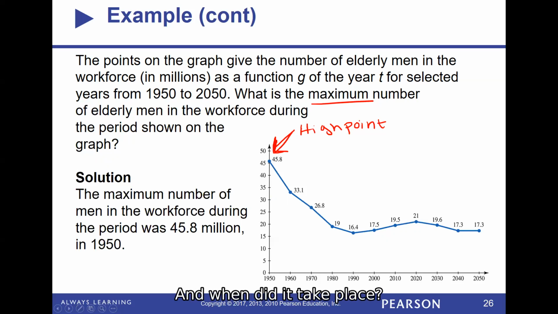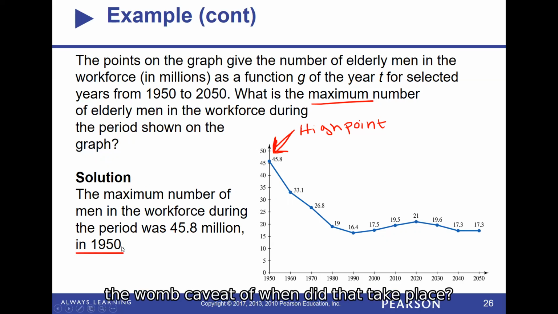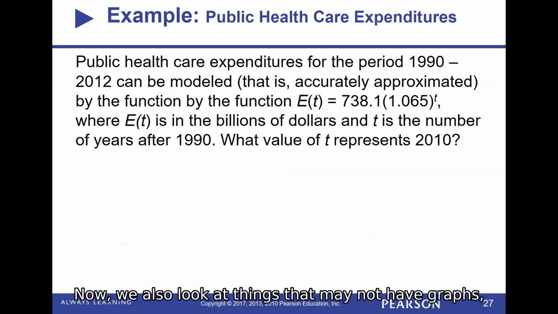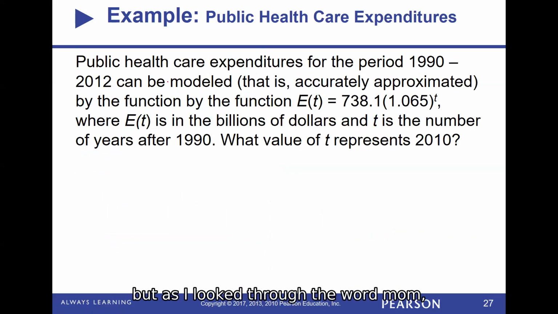And when did it take place? You'll notice that it says, what is the maximum number of elderly men during the period shown? I did say that it is 45.8, but I also want to add the caveat of when that took place, because that ordered pair, that point on a graph, always has an x value associated with it. So we do like to explain a little bit about where that came from, which in our case here was 1950.